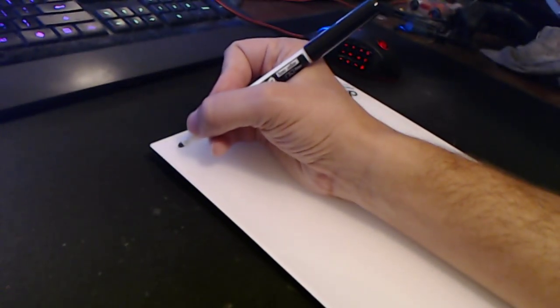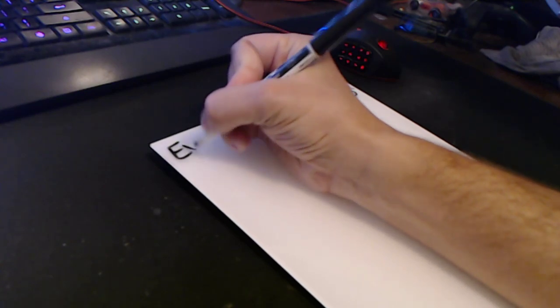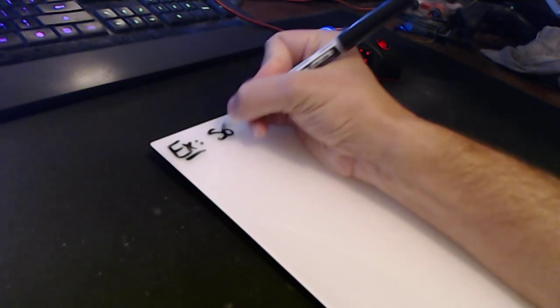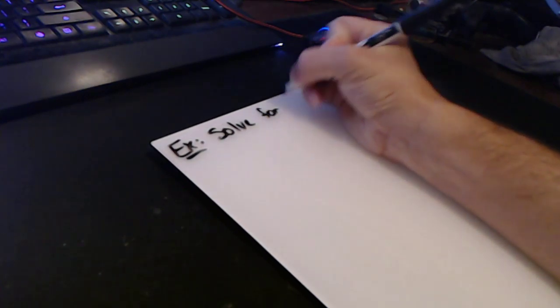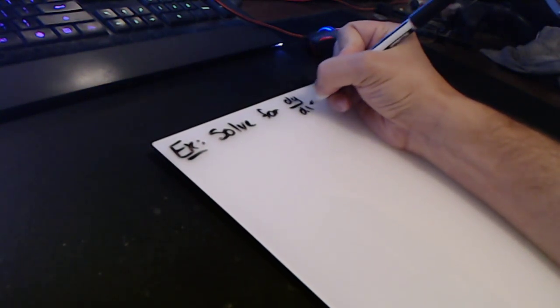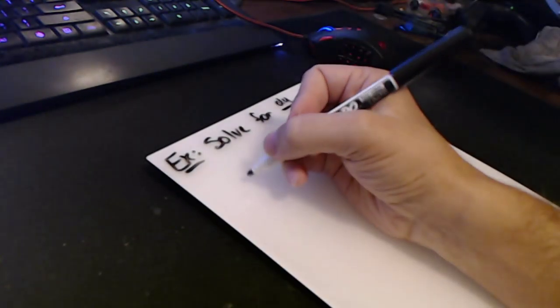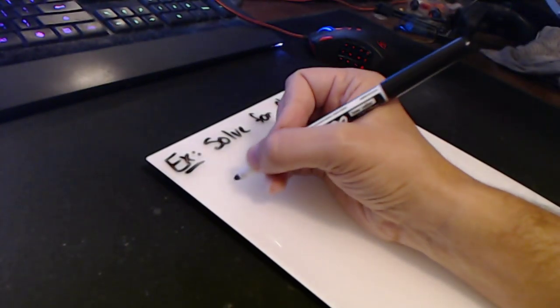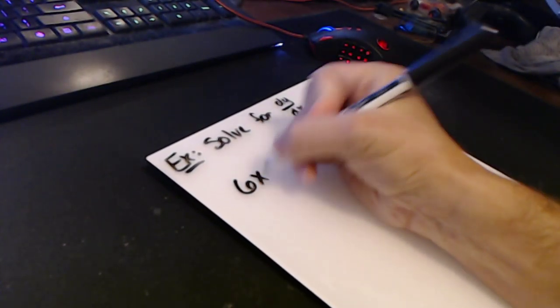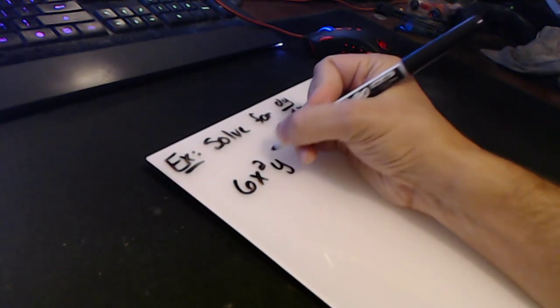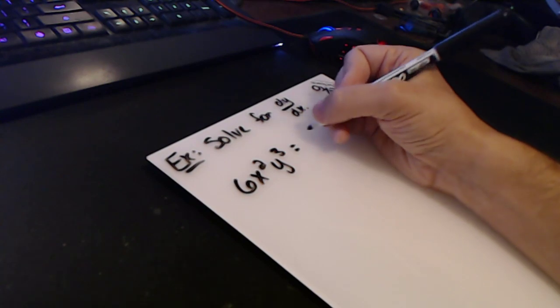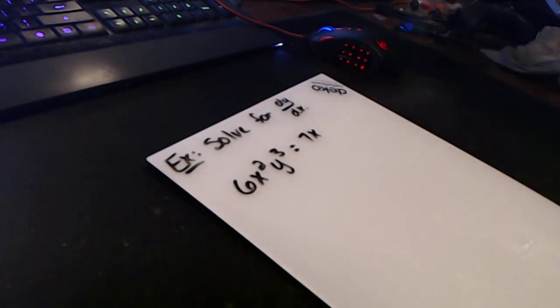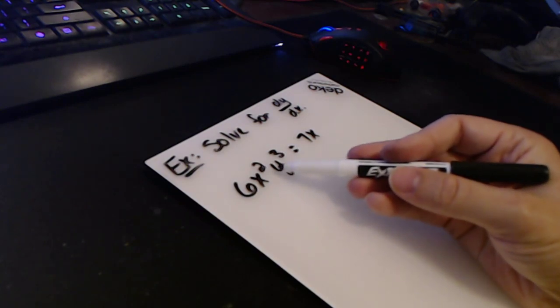So let's do a little bit of a longer problem here. Same idea, we're going to solve for dy over dx. Maybe not even so much longer, but just a different problem so we can see some different things that would happen. Let's talk about doing 6x squared y to the third equals 7x. So in this case, we have a product rule over here.